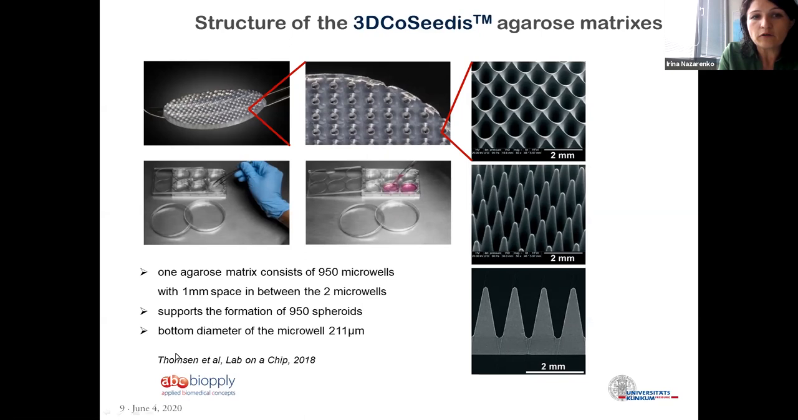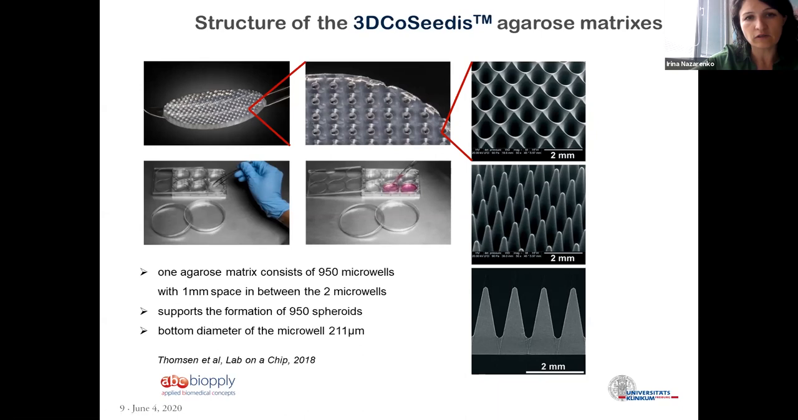So basically, this is just a simple algorithmic matrix. It consists of 950 microwells, and there is 1 millimeter of space between the cavities. So if you see these cells, about 950 spheroids or aggregates can grow in these matrices. Due to the form, the cells can really form good aggregates, and the cells which are able to differentiate can form spheroids.